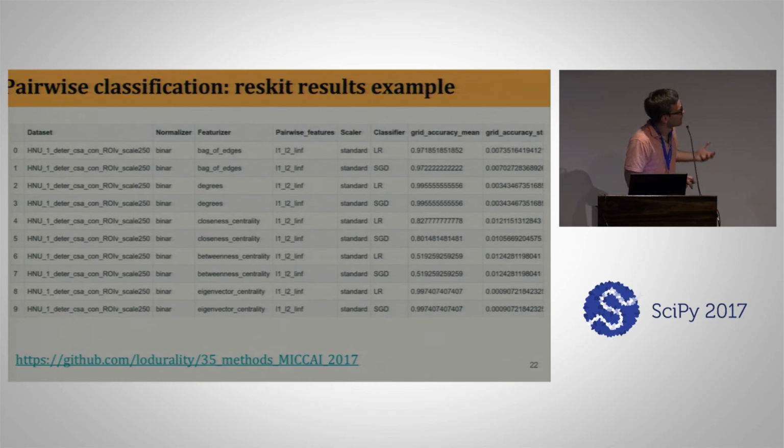And as I said, once we were done writing objects for transformations, they can be easily put in Reskit, and calculations are pretty straightforward, and the results are really easy to analyze.